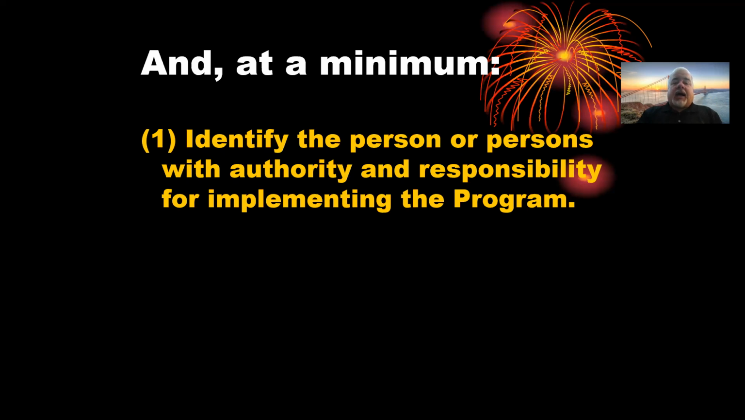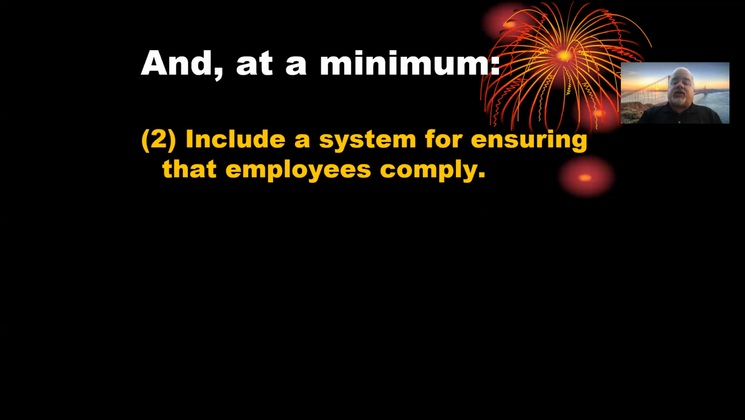At a minimum, an IIPP must identify the person or persons with authority and responsibility for implementing the program. Who's making sure this program is happening? It must include a system for ensuring that employees comply. It's not all the responsibility of the employer. Employees must comply. If you've got a hard hat area where employees must wear hard hats, you need to train them there first. You should post it, hard hat area on a sign, but then employees must follow that rule. If they go into that area, they got to put on their damn hard hat.